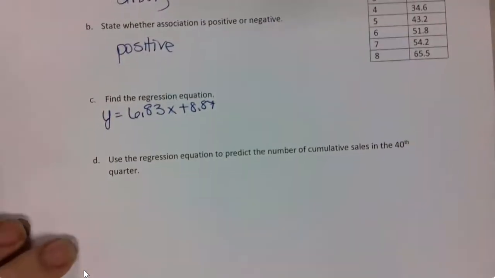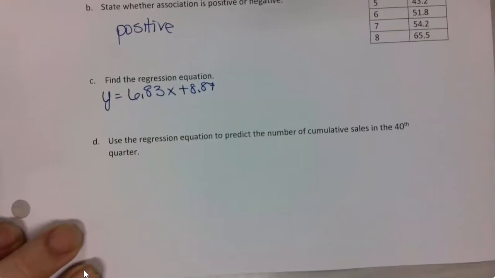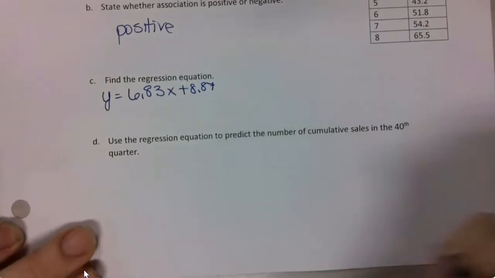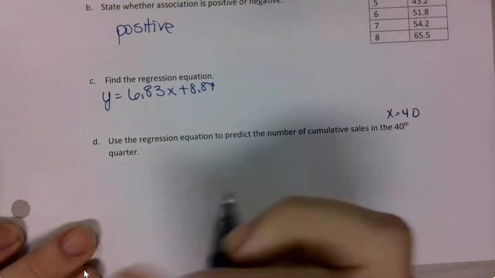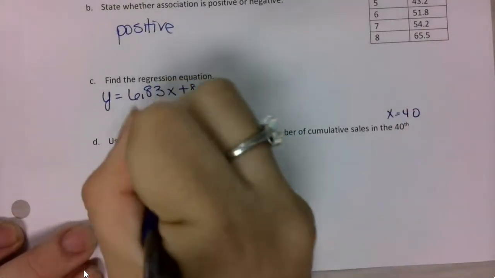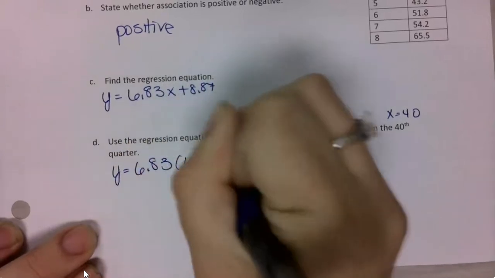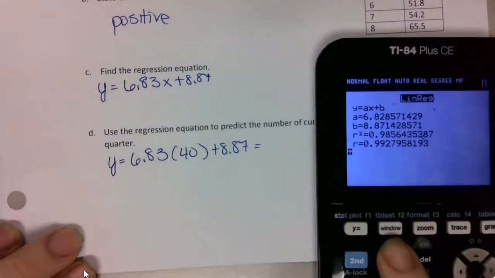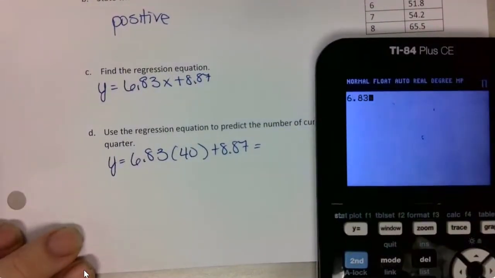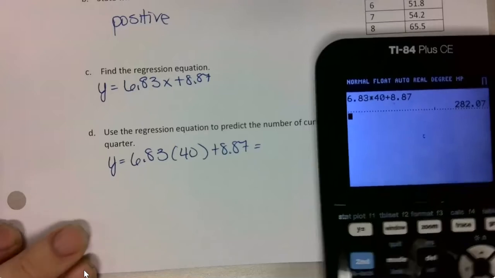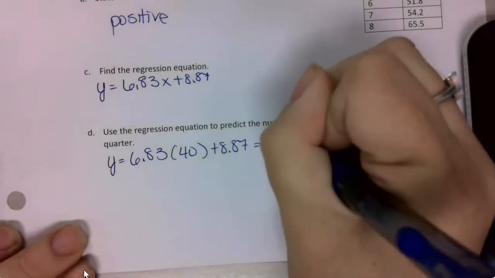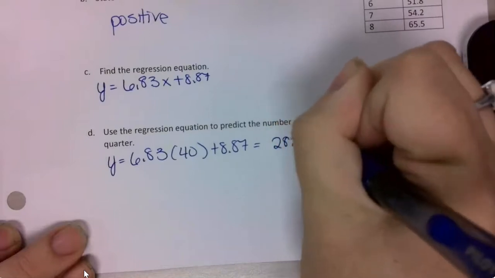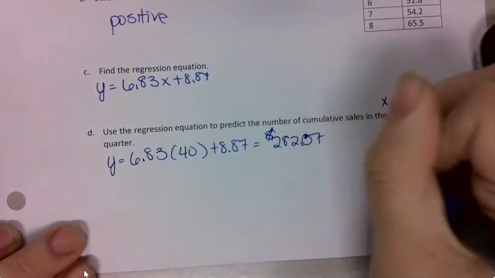D wants me to use the regression equation to predict the number of cumulative sales in the 40th quarter. So x is going to be 40. So I have y equals 6.83 times 40 plus 8.87. So if I clear out, I can do 6.83 times 40 plus 8.87, which gives me 282.07. Remember, this is measuring sales, so this is money in millions of dollars.